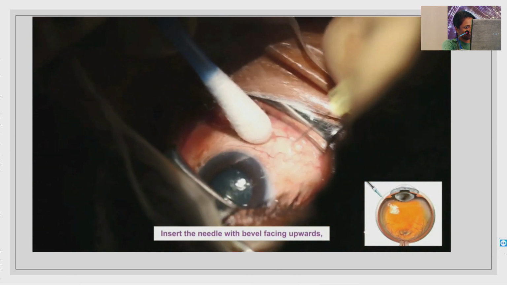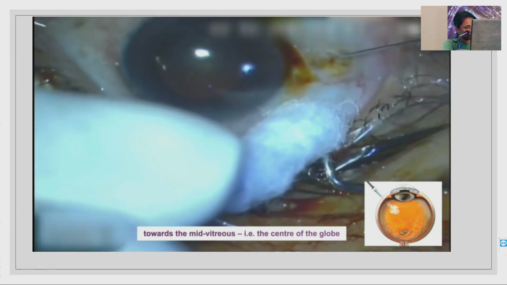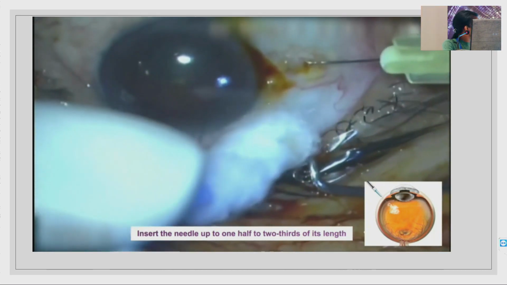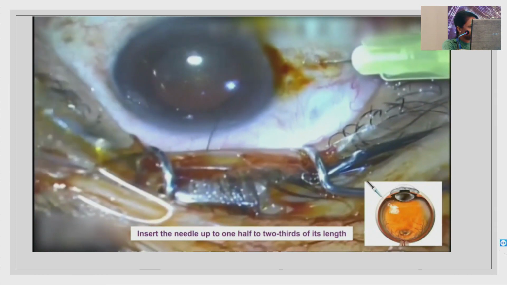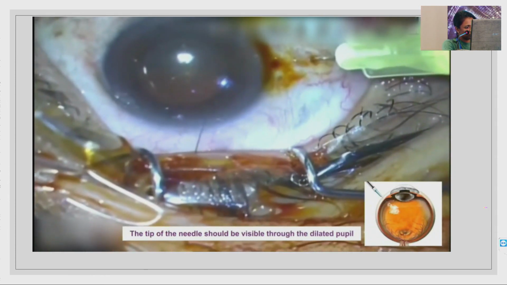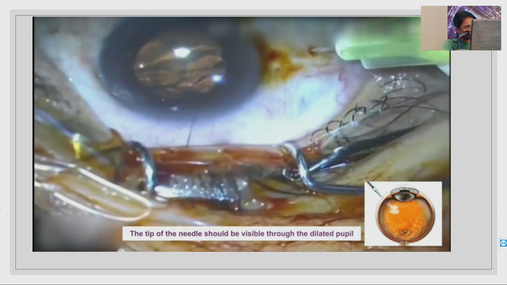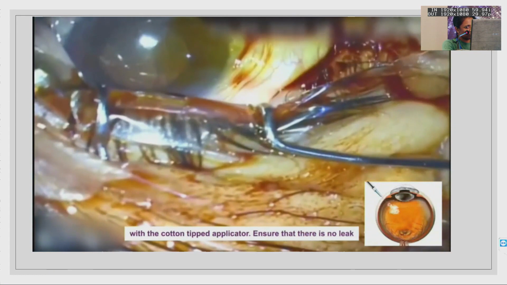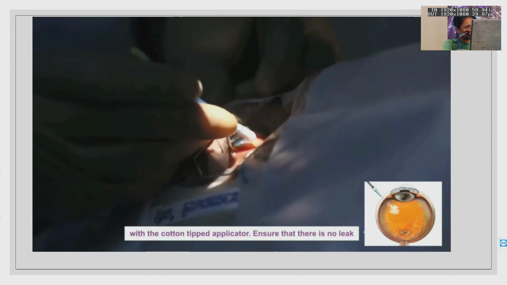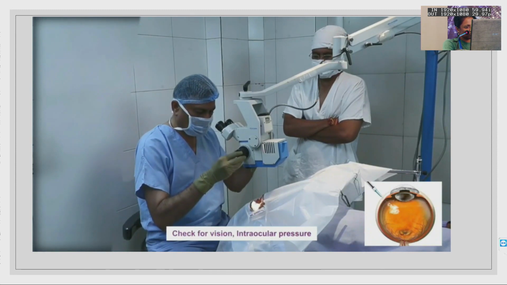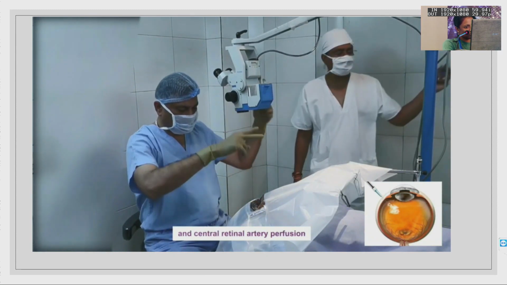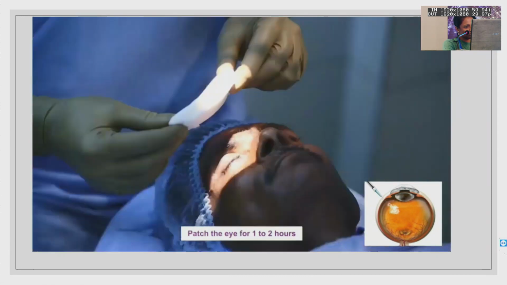Insert the needle with the bevel facing upwards towards the midvitreous, that is, the center of the globe. Insert the needle up to 1/2 to 2/3 of its length. The tip of the needle should be visible through the dilated pupil. Slowly inject. After withdrawal, the injection site is pressed with the cotton-tipped applicator. Ensure that the drug is in solution. Check for vision, intraocular pressure and central retinal artery perfusion.